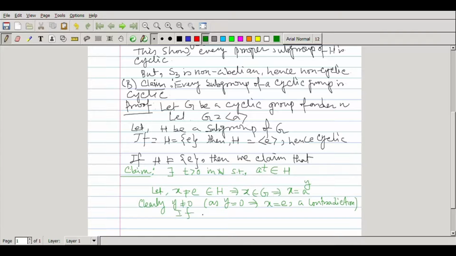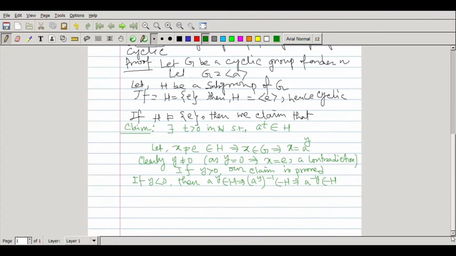If y is greater than 0, our claim is proved. If y is less than 0, then a to the power y belongs to H, since H is a subgroup, so its inverse is also in H. This implies a to the power minus y is in H, and in that case minus y is positive, therefore our claim is also proved in this case. So combining these two, our claim is proved.